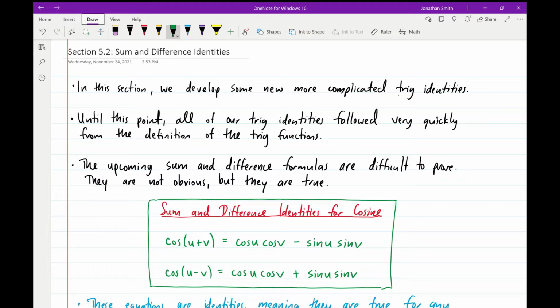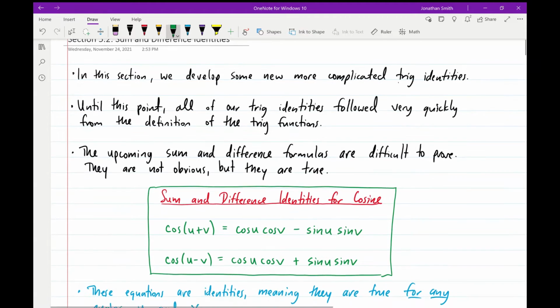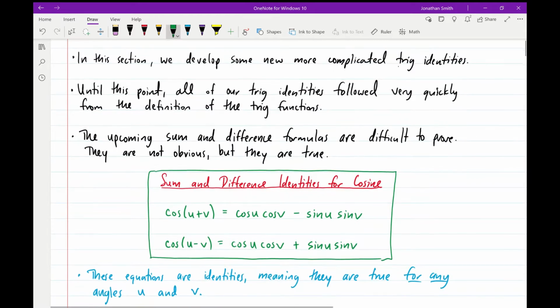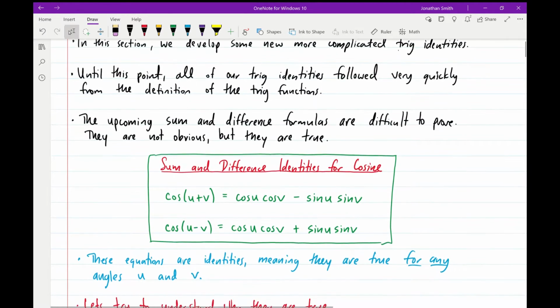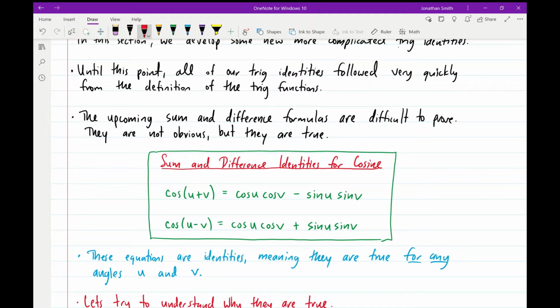So let's get started. In this section, we're going to develop some more complicated trig identities than we've seen before. All of the trig identities up until this point have followed very quickly from the definition of the trig functions. As we defined the trig functions to be points on a unit circle, a lot of the identities, like the Pythagorean identities and the quotient identities, basically followed by definition, so we didn't really have to prove too much. But we're going to move into the realm of trig identities that are not so obvious anymore, and they're going to require some work for us to verify that they're actually true.